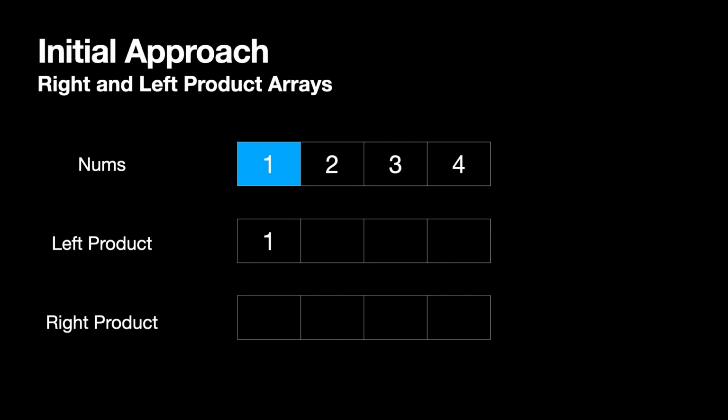We'll start by taking the first element 1, and since this has no elements to its left, we'll set its left product value to 1. We'll then take 2 and we'll calculate its left product. This will be equal to the product of the preceding element in the nums array and its corresponding left product, which is the rightmost element in the left product array. In this case, both are 1, and so we'll calculate the second element's left product to be 1.